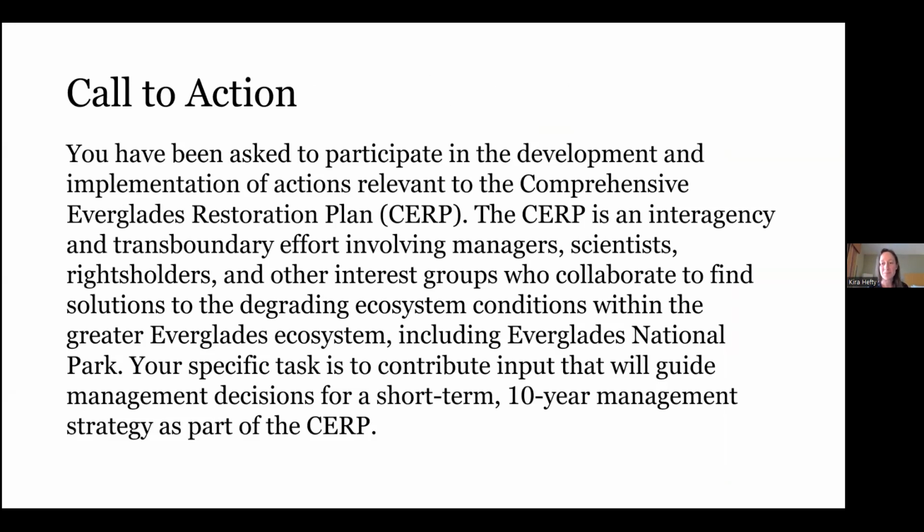The CERP, it's an interagency and transboundary effort, which involves managers, scientists, rights holders, and other interest groups who collaborate to find solutions to the degrading ecosystem conditions within the greater Everglades system, particularly wilderness for this particular talk, and Everglades National Park. And so given these threats, the context of wilderness, how would you begin to address these challenges? And so you've been asked to contribute input that will hopefully guide management decisions for a short-term 10-year management strategy as part of the CERP.